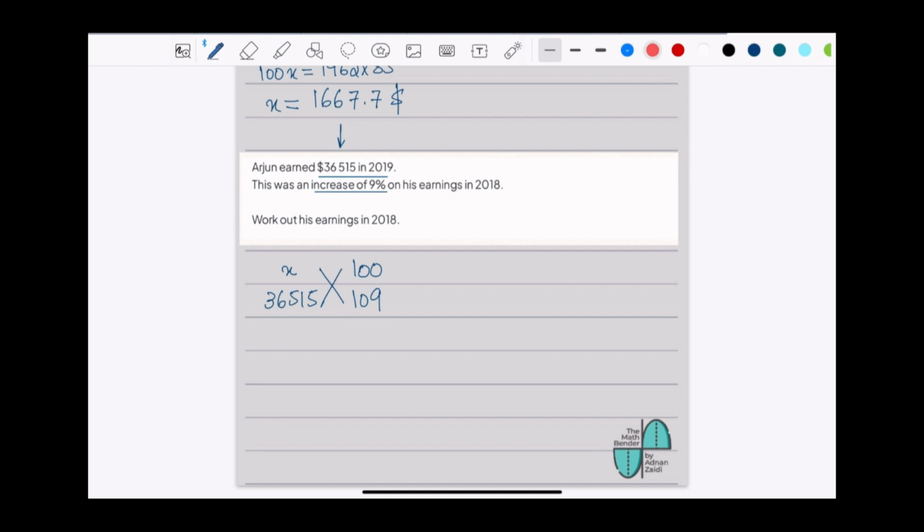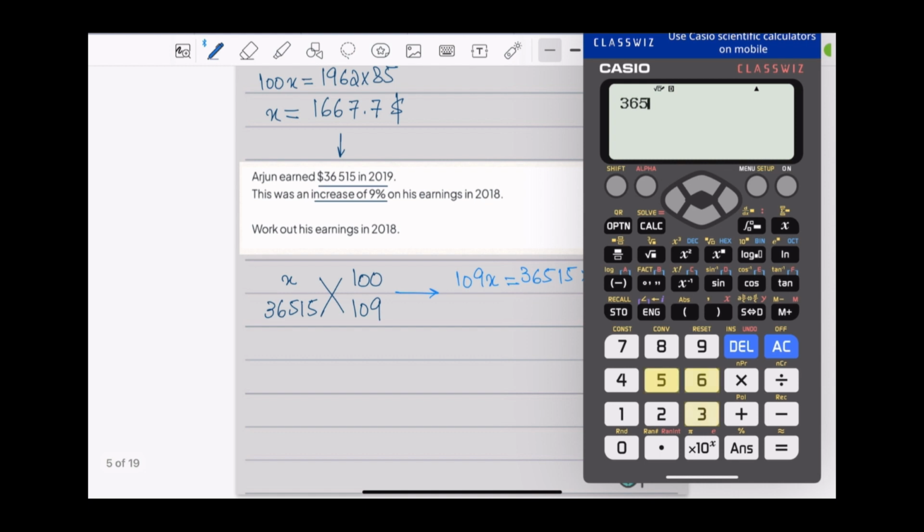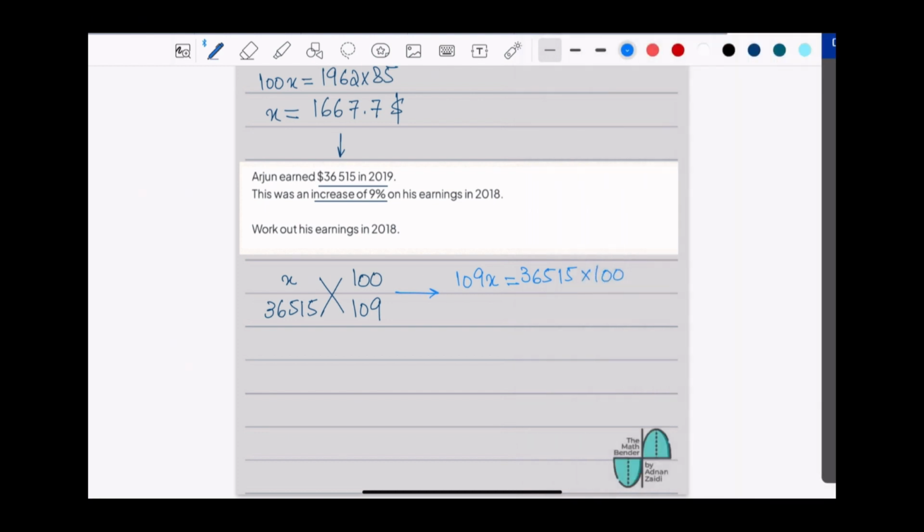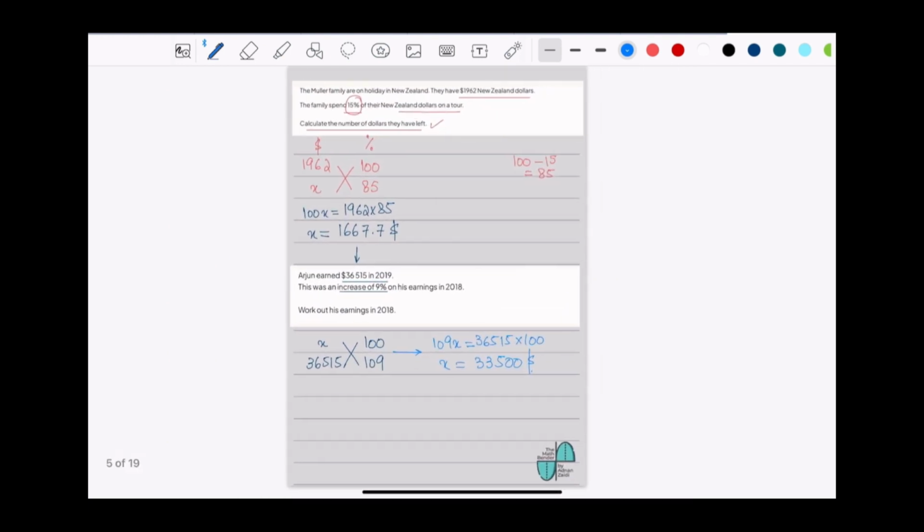So remember, the original amount remains as 100, which gives you 109x is equal to 36515 times 100. And you divide it by 109, which makes it 33,500 dollars. So this is the amount that he was earning in 2018.